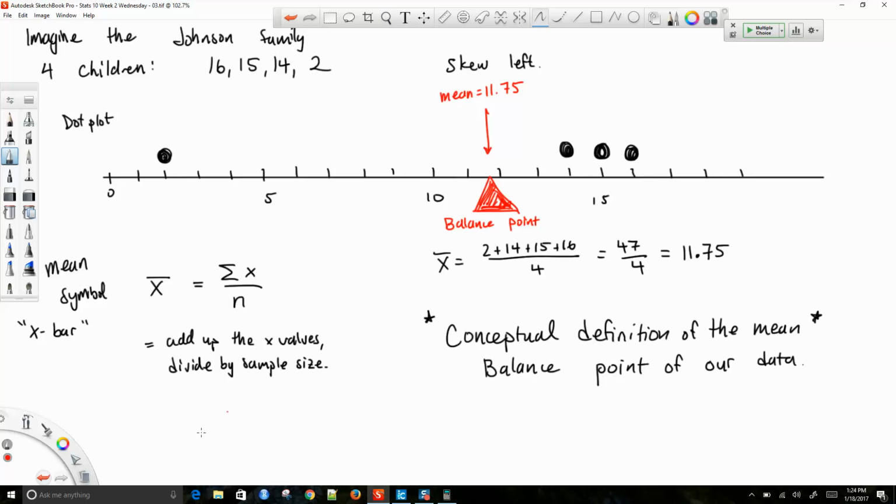So here we see that for skewed data, using the mean may not be the best, may not illustrate the whole picture, okay?